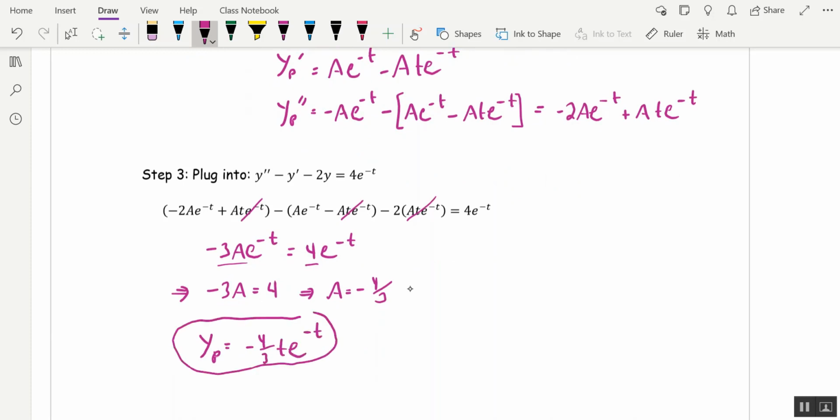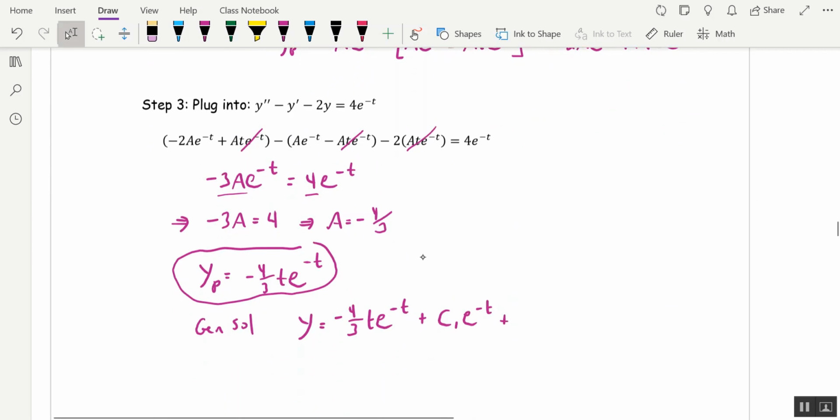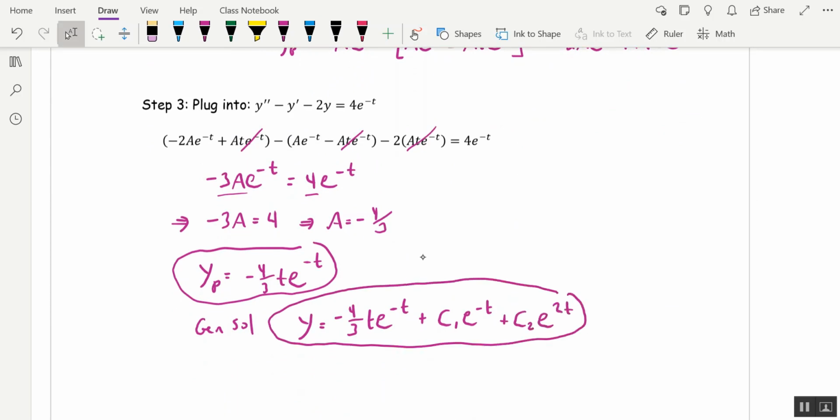That's a particular solution. And my general solution, I just take yp and add it to yc. So I get y equals -4/3 t e to the -t plus c1 e to the -t plus c2 e to the 2t. I don't think you're going to be asked for the general solution until you get to the next section.